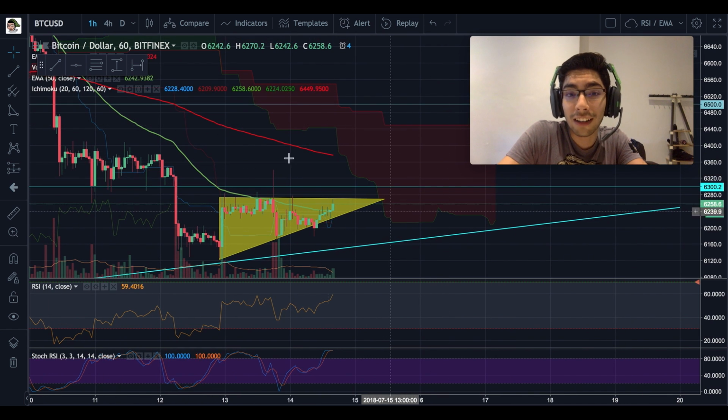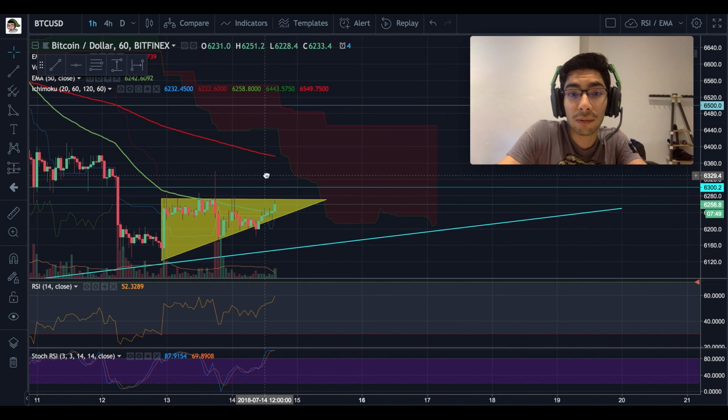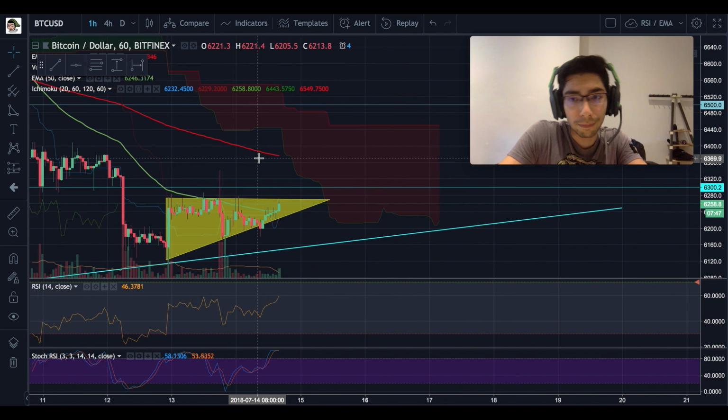Of course, we have a lot of resistance up ahead. We have this 6.3 level to test again. We've been going back down. We have this 200 EMA, and we have this upcoming cloud.